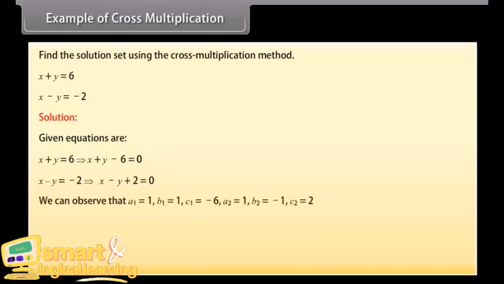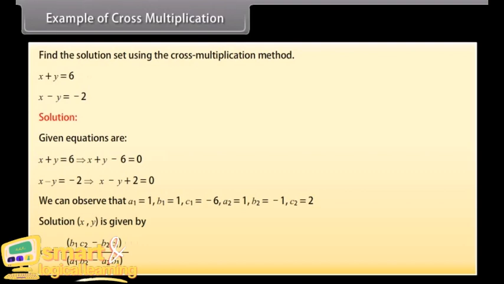We can observe that a1 = 1, b1 = 1, c1 = −6, a2 = 1, b2 = −1, c2 = 2. The solution x is given by x = (b1c2 − b2c1) / (a1b2 − a2b1).